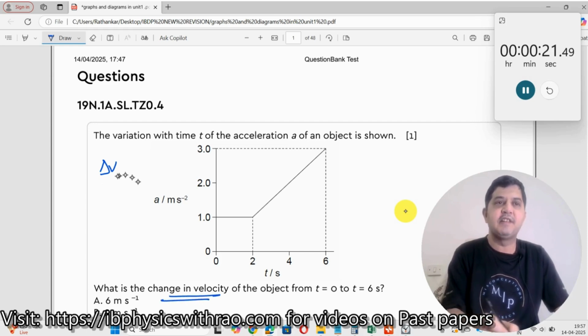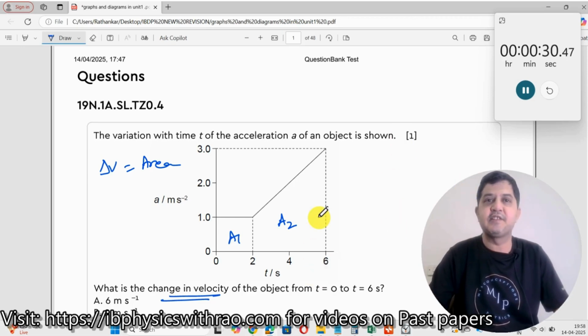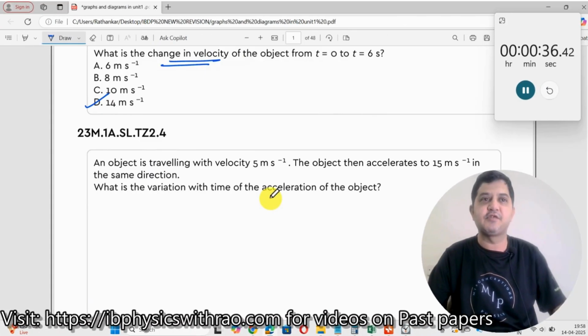Now, how do you find this? Change in velocity is given by the area. So, what you should do? You should find out area 1 and area 2, and finally sum up both the areas and get the answer. What is the answer for this? The answer for this I have already worked out, should be D. Now let us move on to the next question.